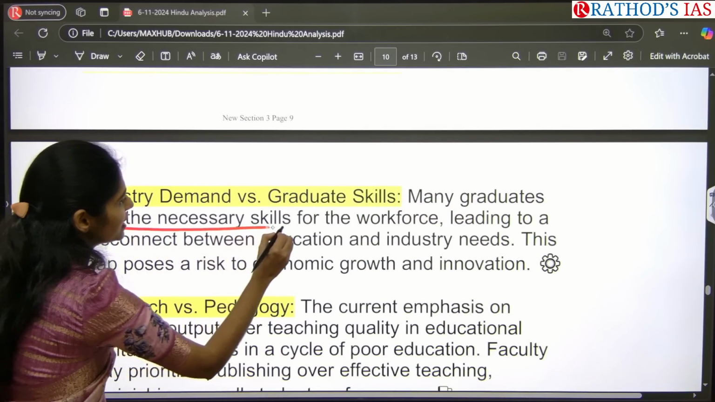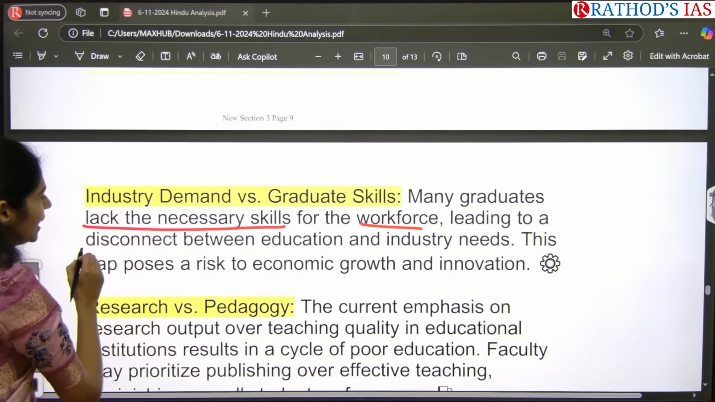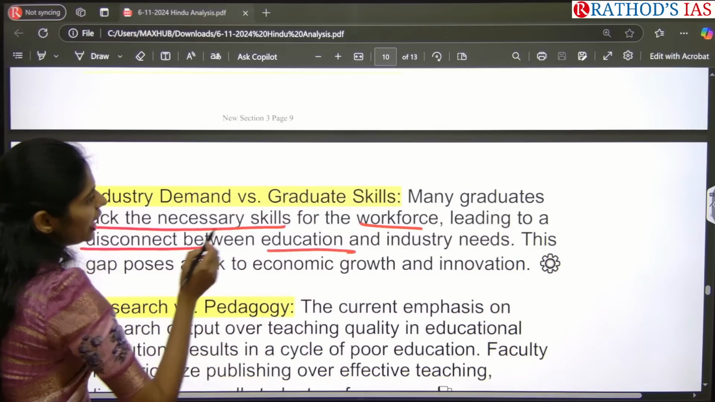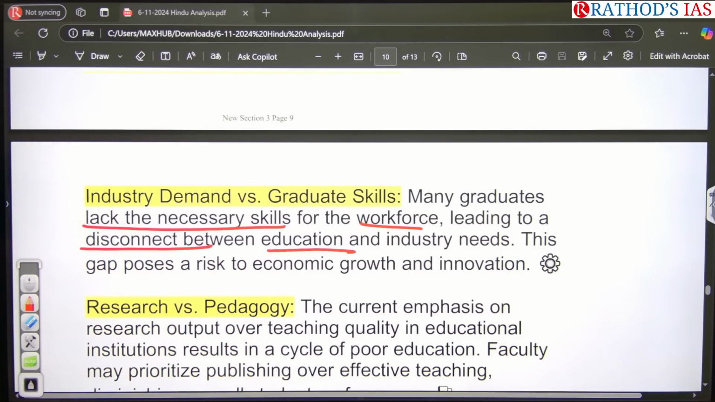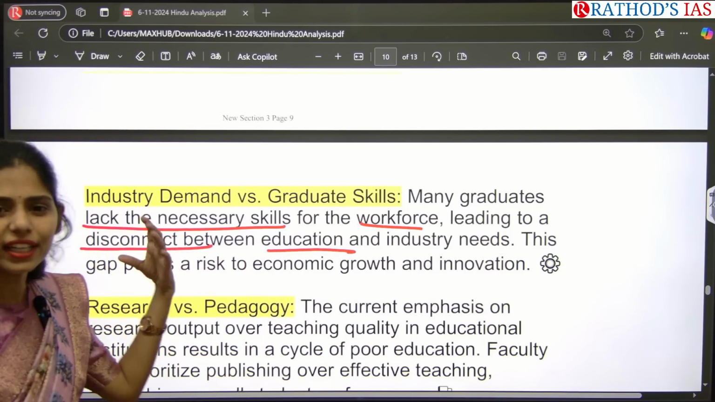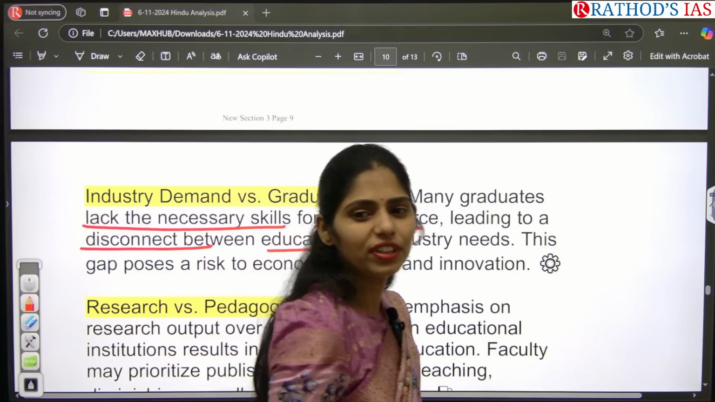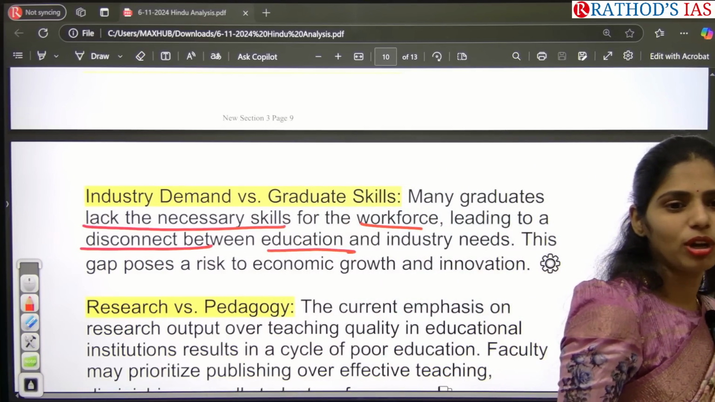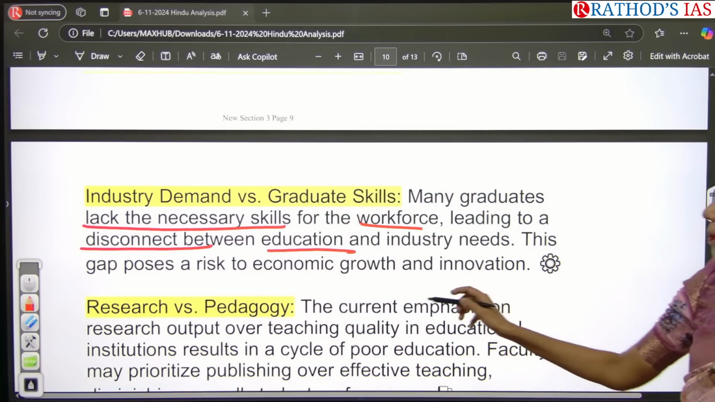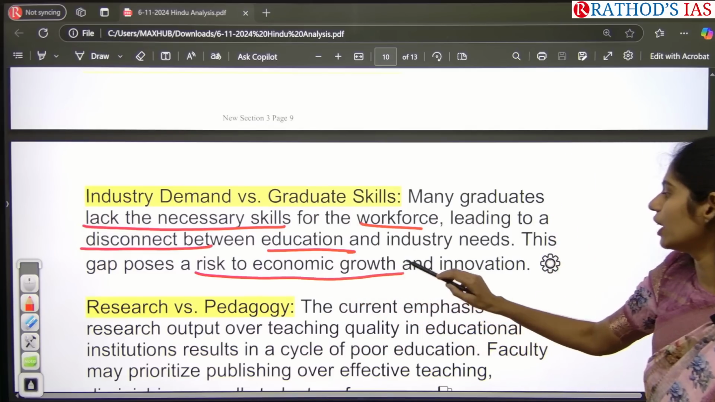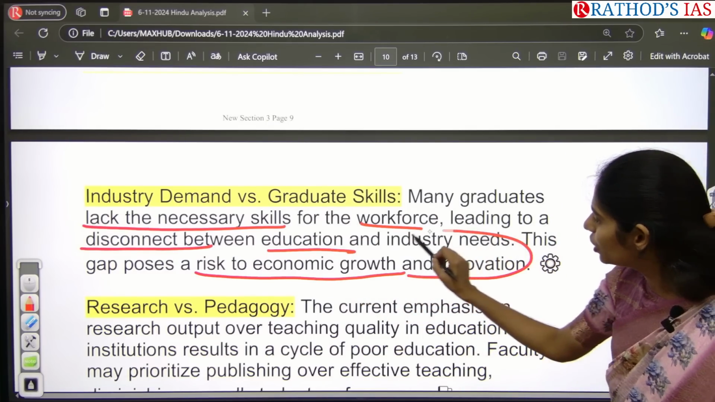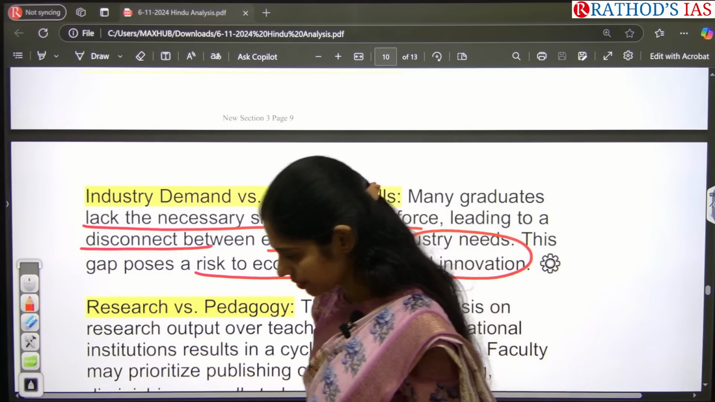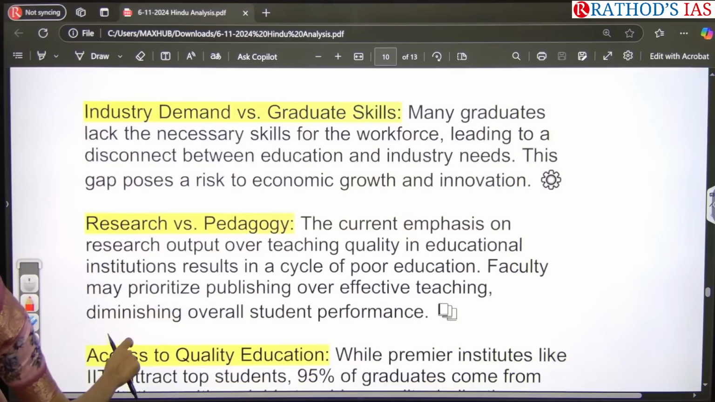Okay, so this article is saying that there is a lack of necessary skills for the workforce, that is, a disconnection between education and industry needs. Whenever people are not getting the proper skills required by industries, will they get proper employment? No. Because of no proper employment, there is a risk to our economic growth and the innovation of our country. And next one is research versus pedagogy.